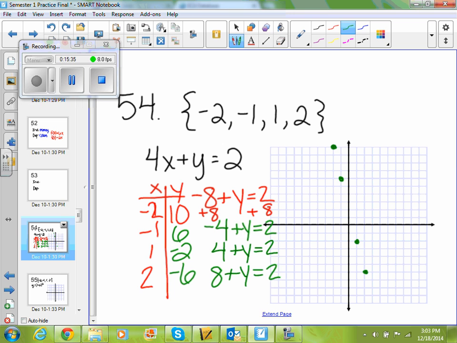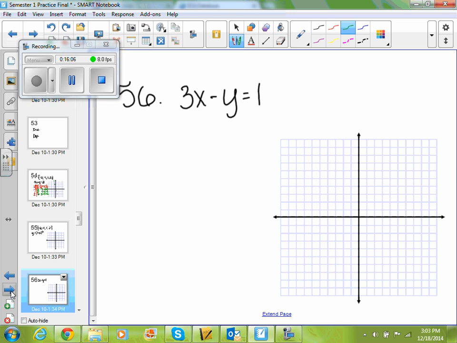All right, so out of 56, 57, and 58, which 2 do you want to do? 57? They give you domains. You don't connect your dots. Okay, so I got 57, so then 56 or 58, which one of those do you want to do? Do 56, so we're going to do 56 and 57.